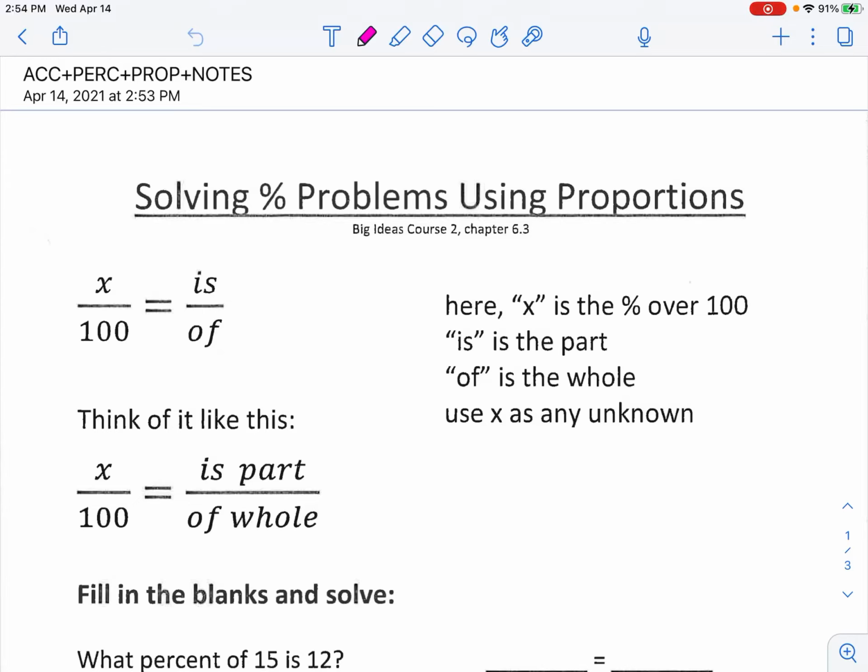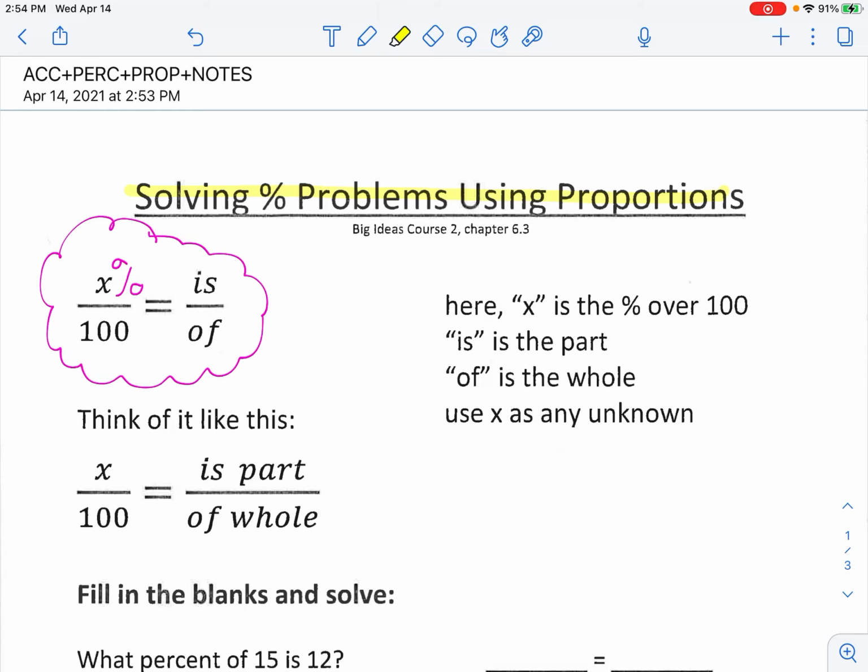Good morning. Okay, so we're going to move on with our percent problems, but this time you can see we're going to solve percent problems by using a proportion. The proportion that we're going to use is right here. We're going to use the same proportion for every problem. Where it says x over 100, that's going to be our percent. So you're going to put the percent over 100 is equal to the is over the of.